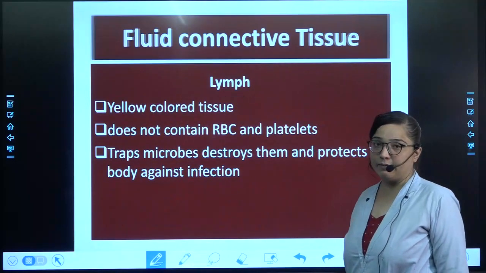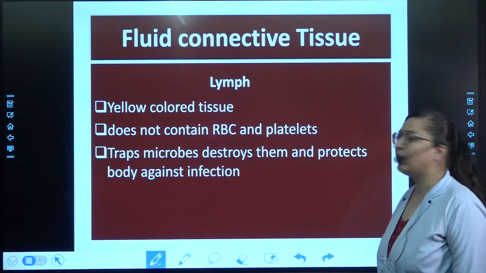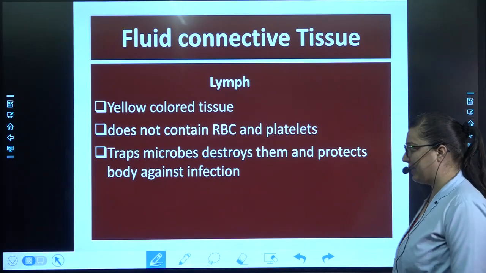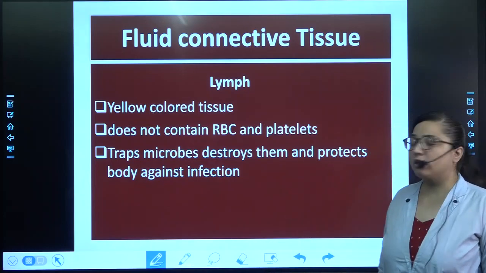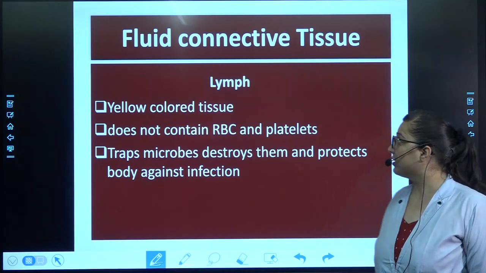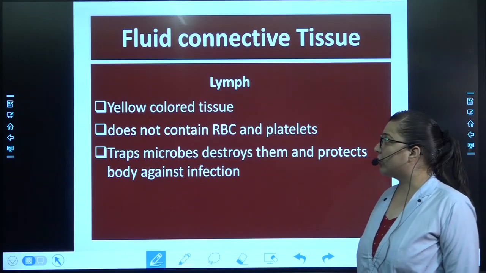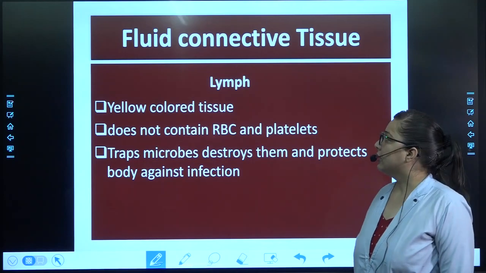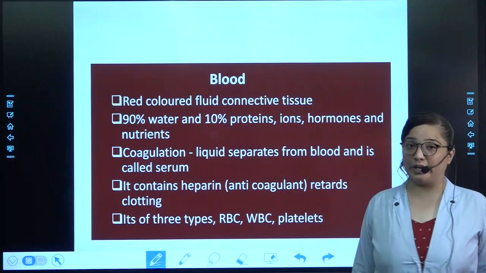Then comes lymph. What is lymph? A yellow colored tissue. It does not contain any RBC or platelets. It traps the microbes, destroys them and protects the body against any kind of injury. Okay, so this is about the lymph. This is an important point: the connective tissue is very important.